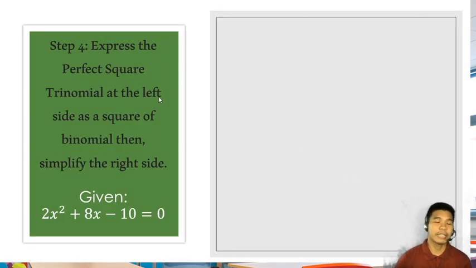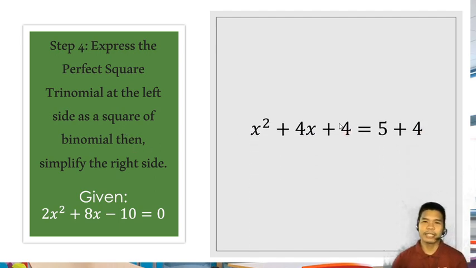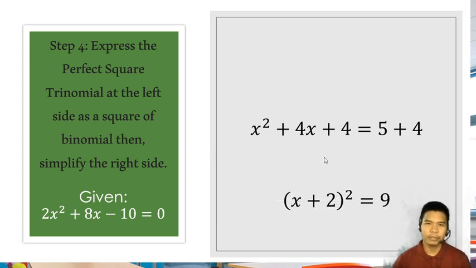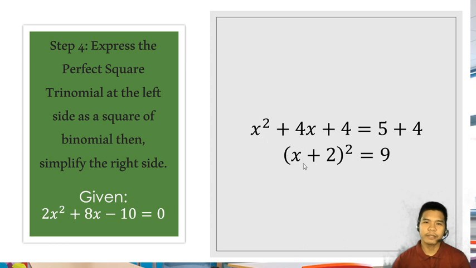Express the perfect square trinomial at the left side as a square binomial. Then, simplify the right side. So, kung mapapansin natin dito, itong nasa left side natin, this is a perfect square trinomial. So, gagawin lang daw natin yung square of binomial. So, magiging square root of x squared is x. Tapos, kopya ng sign dito sa middle term plus. And then, the square root of 4 is 2. Quantity squared. Equal to, simplify lang daw yung right side. 5 plus 4 is equal to 9.